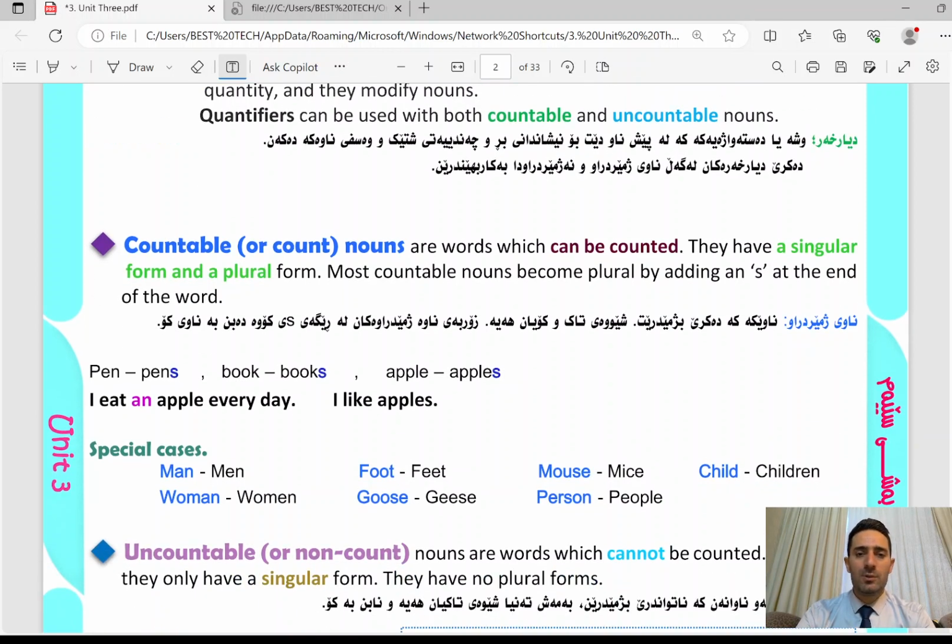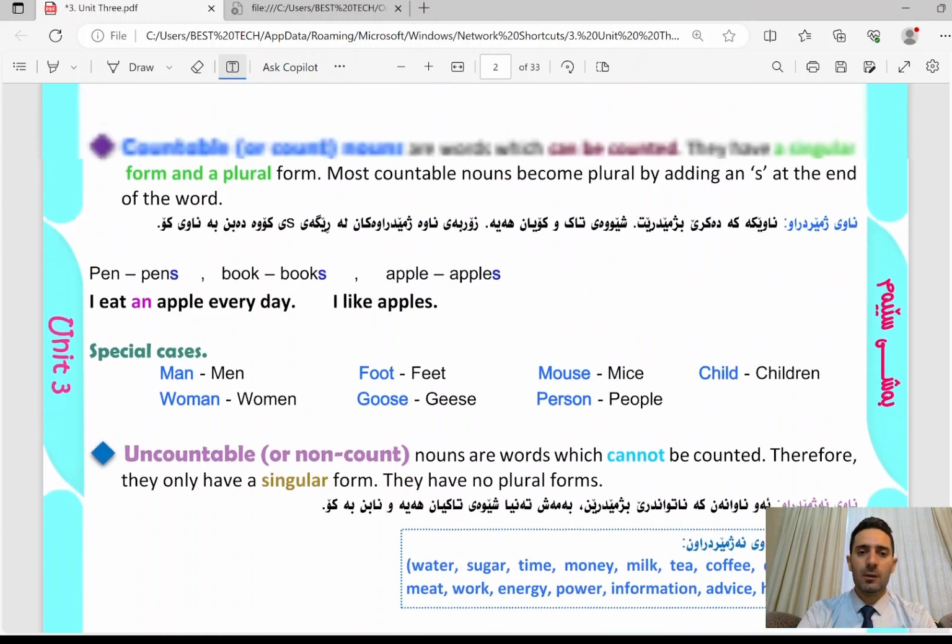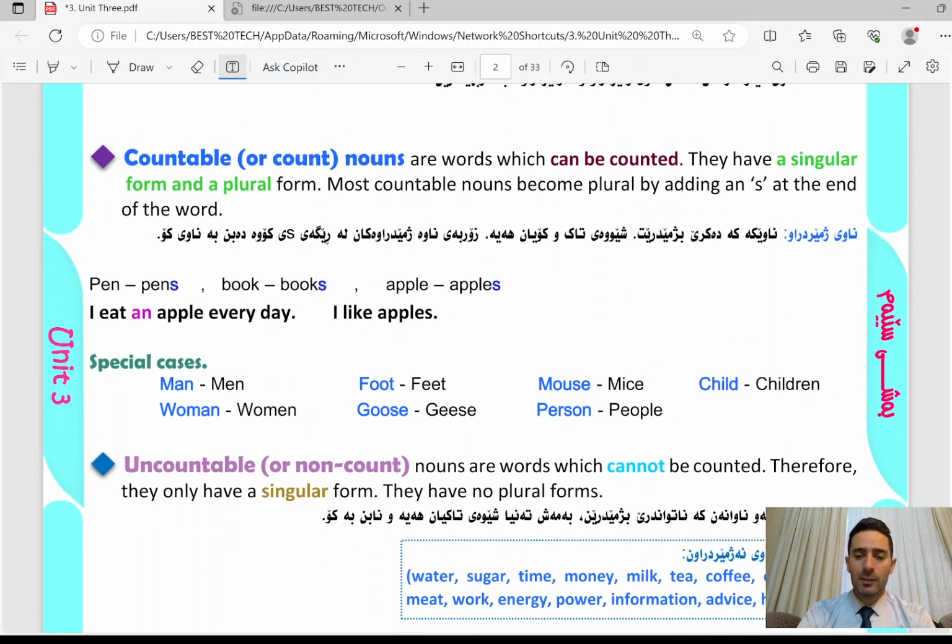Countable nouns, what are they? Countable nouns are words which can be counted. They have a singular form and a plural form. Most countable nouns become plural by adding an s at the end of the word.